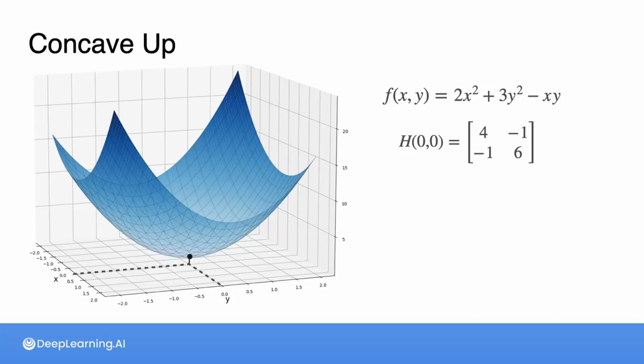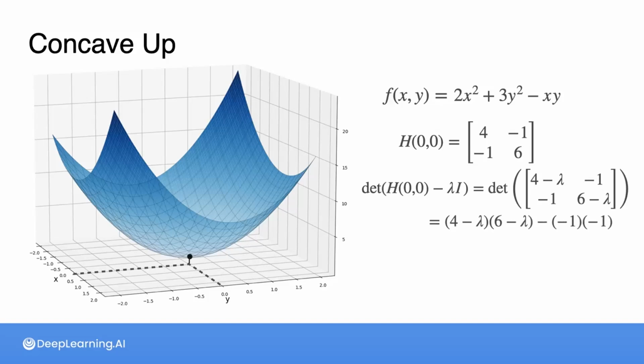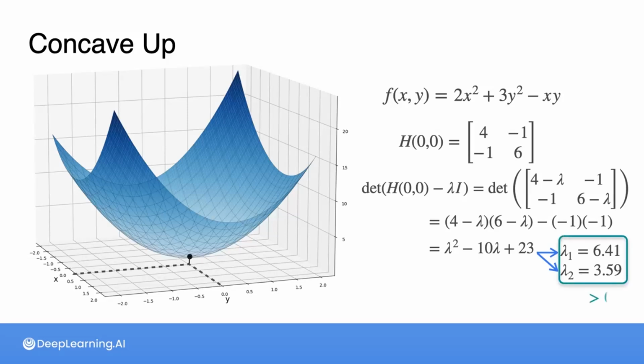Let's calculate the eigenvalues. If you recall from the linear algebra class, the way to calculate them is by taking a look at the equation determinant of Hessian minus lambda I, which is this matrix over here, and the determinant is this, and that is this quadratic. When we find the roots of this quadratic, they are 6.41 and 3.59. Notice that they are both positive.